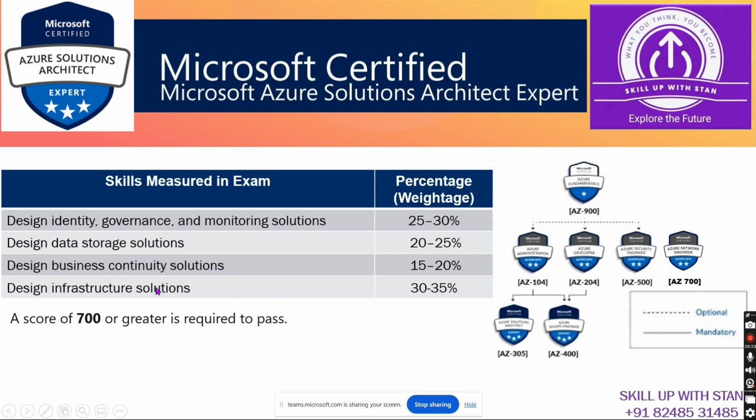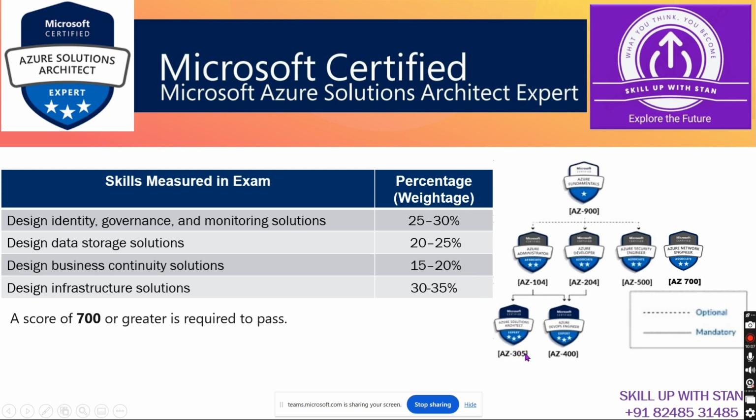Whereas the maximum number of questions is from the infrastructure area, where compute, networking, and application related designing will be the maximum portion that you will get questions from. And data storage, of course, both relational as well as non-relational storage solutions will be tested. So around 20 to 25% of the questions will be coming from this area. Whereas for backup, disaster recovery, and business continuity, you will get around 15 to 20% of the questions.